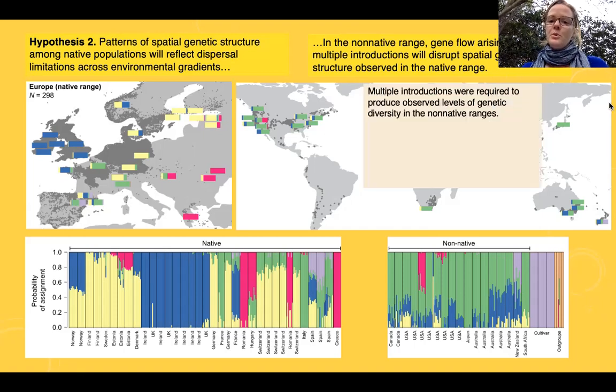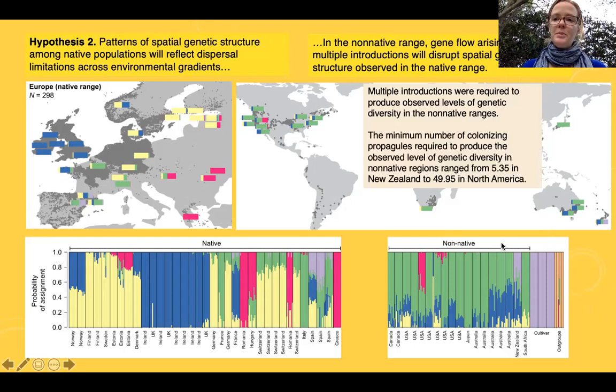We also found that multiple introductions were required to produce the observed levels of genetic diversity in the non-native ranges. So we did another analysis looking at the minimum number of propagules that would be required to produce the kind of genetic diversity that we saw in these results. And we found that the minimum number of colonizing propagules required to produce the observed level of genetic diversity in non-native ranges ranged from 5 in New Zealand to 49 in North America.